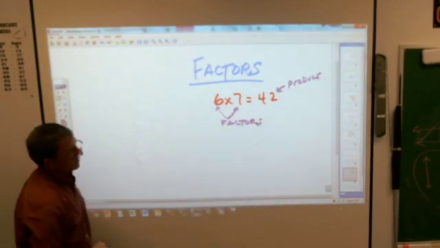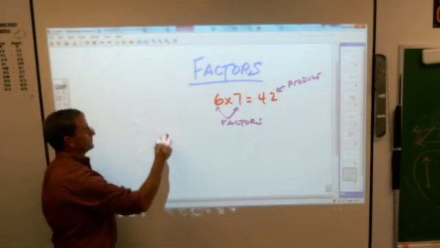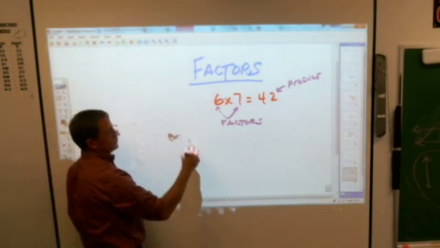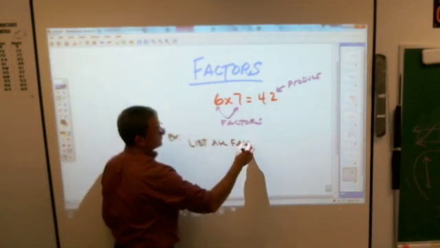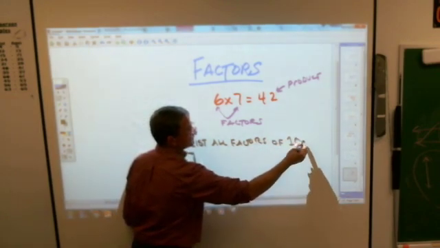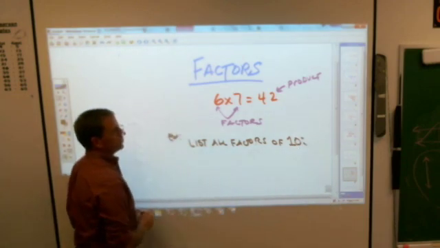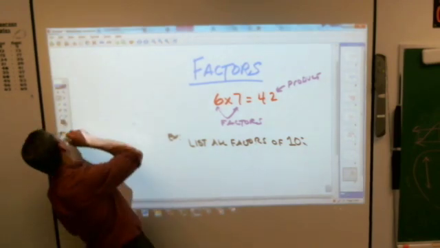Those are called factors. And what your grade book is going to ask you is it's going to give you a number. Here's our example. It will say to list all factors of 10. So what they are asking you is to give all the different ways you can get 10 when you multiply two numbers together. Okay? In which case, you would write this on your paper.